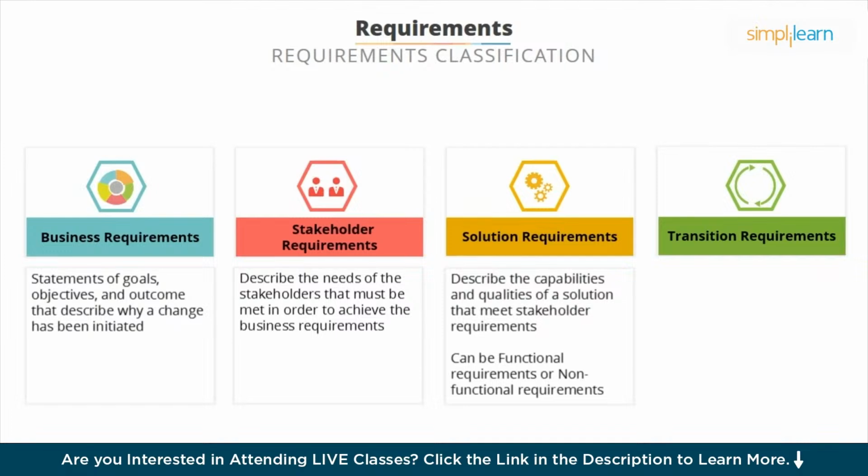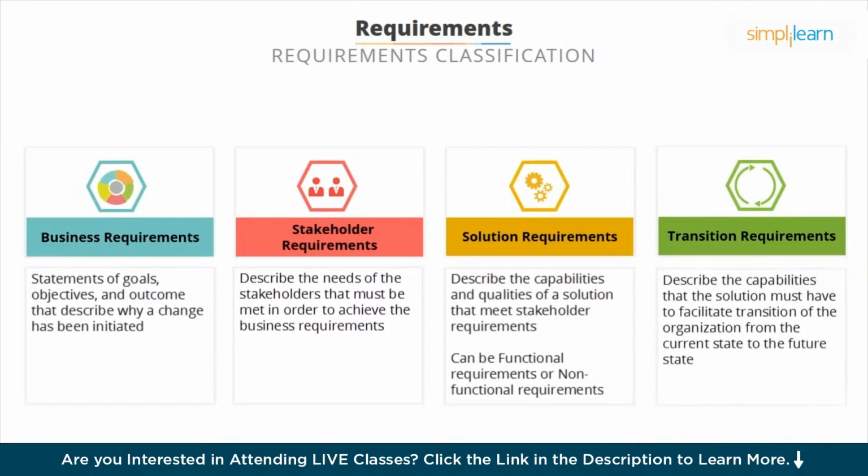Solution requirements can be further classified into functional and non-functional requirements. Functional requirements are capabilities that a solution must have. Non-functional requirements are qualities that a solution must have. Transition requirements. Transition requirements describe the capabilities that the solution must have to facilitate transition of the organization from the current state to the future state. Transition requirements are analyzed and documented in the solution evaluation knowledge area.